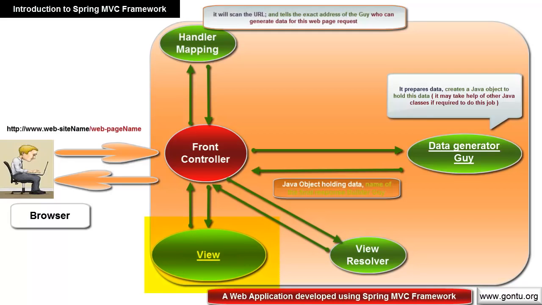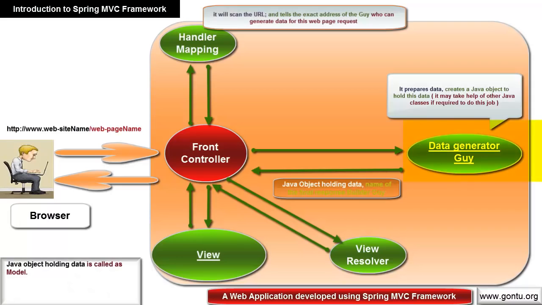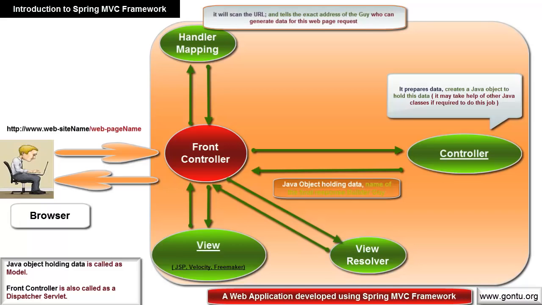This guy is called as the view component. The Java object holding data is called as the model component. The guy who is returning the model object along with the name of the view is called as a controller. The front controller is also called as the dispatcher servlet in a Spring MVC framework. The view component is typically a JSP page, but you may use some other popular technologies as well instead of it, say Velocity, FreeMarker, etc. This is the complete workflow of a web application developed using Spring MVC framework.